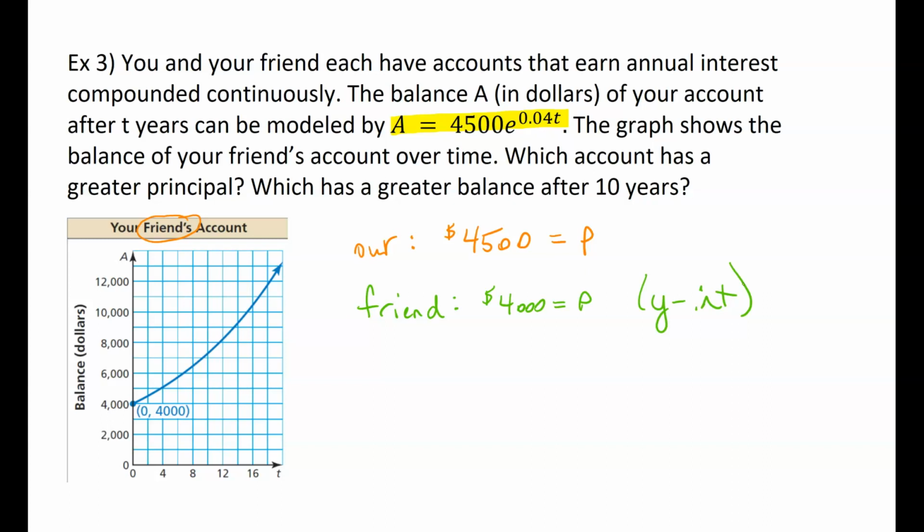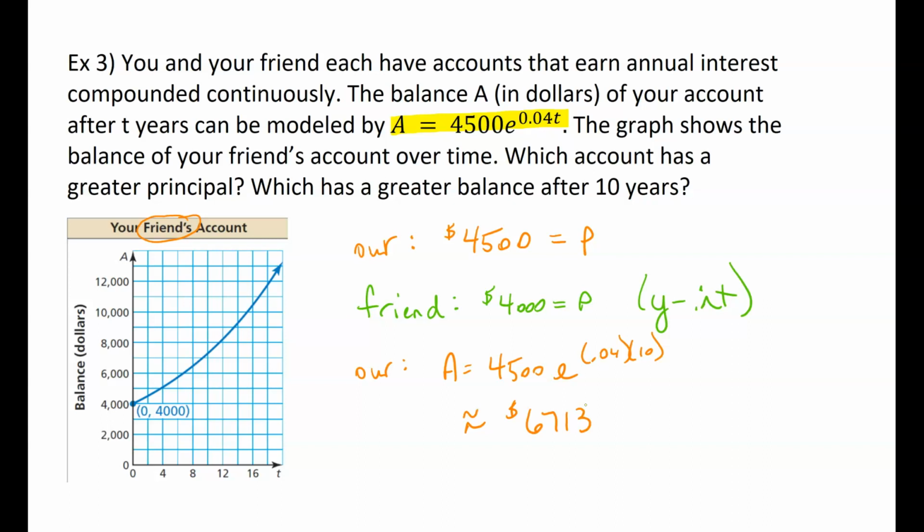Okay, the next question is, which has a greater balance after 10 years? Okay, so what are we going to have to do regarding our account? We're going to have to plug in. So for our account, we will do A is equal to 4,500 times E raised to 0.04 times 10. Anybody calculate that already? Yes. Yep, what'd you get? 6,713. $6,713. Okay.